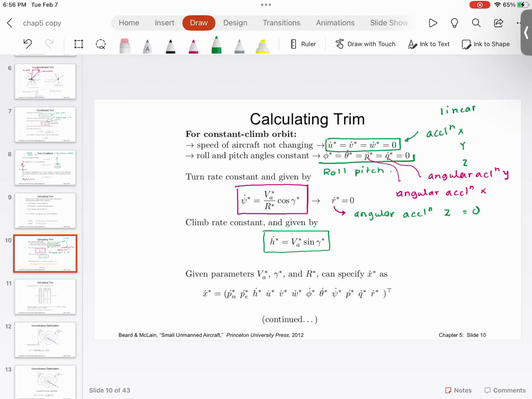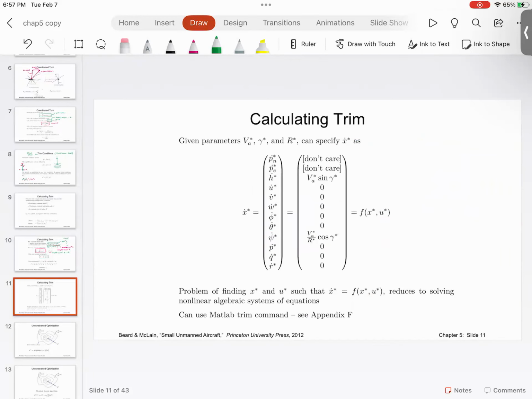Now, what my software or my program should do is, given a bunch of zeros, given this condition, I want to find out the values of Pn dot, P dot, H dot, U dot, V dot, W dot, all these values. So given these constraints and given this bunch of equations that are differential equations and algebraic equations, I want to find out these terms. So this is what it means.